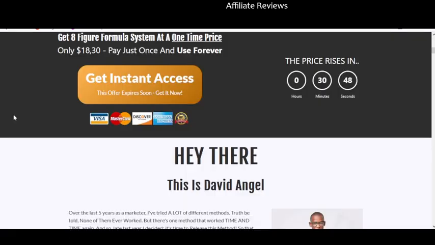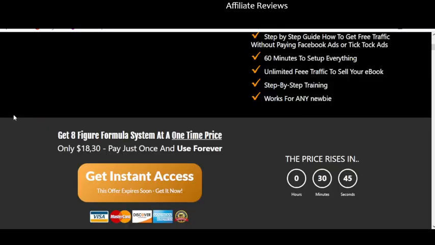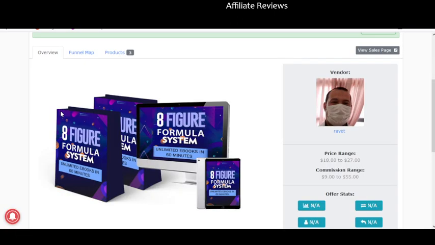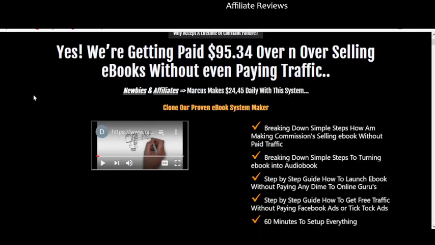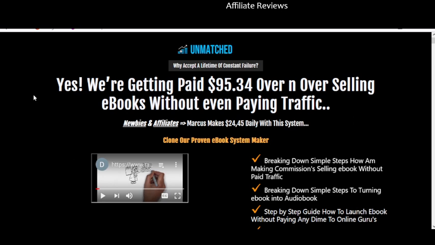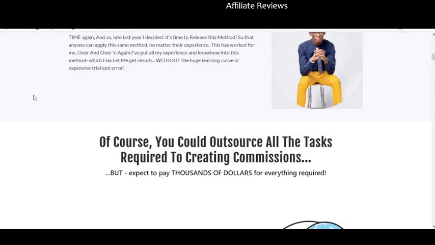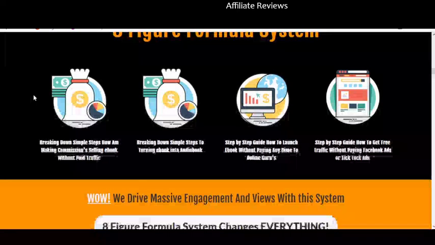Just looking, this says $18. I'm just going to jump over here. It looks like there are some upsells to this. So the front end price is $18, and then you've got a $27 upsell, which is Facebook Unlimited Traffic, and then there's another ebook thing for $10 tacked onto the end. I am going to give this one a thumbs up. It doesn't look to me like a scammy product.